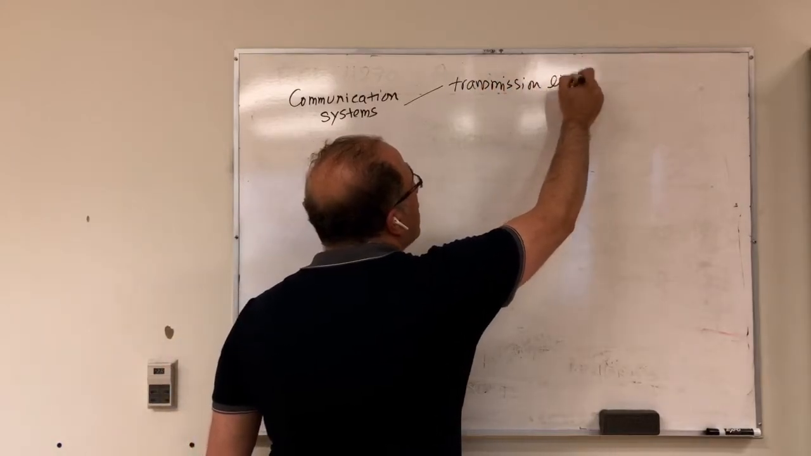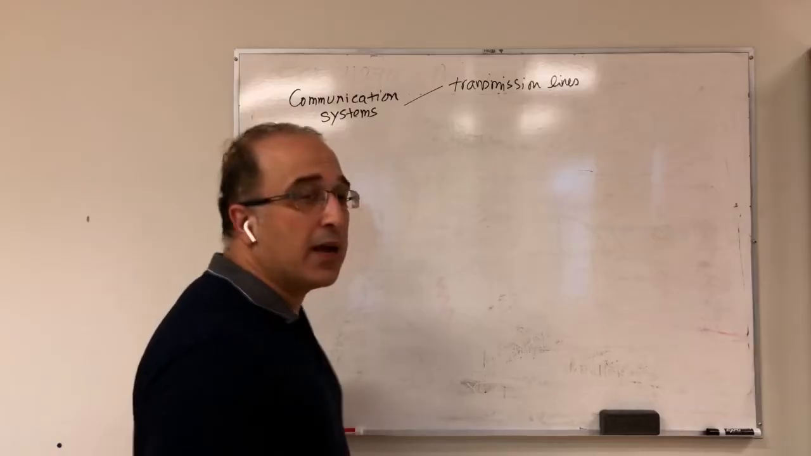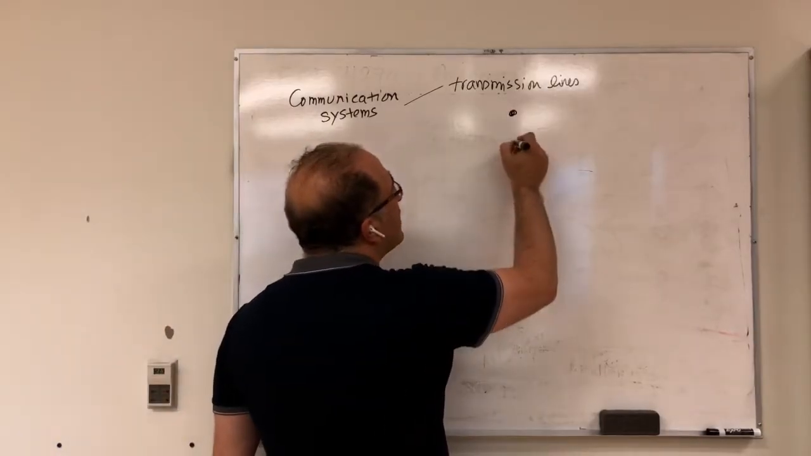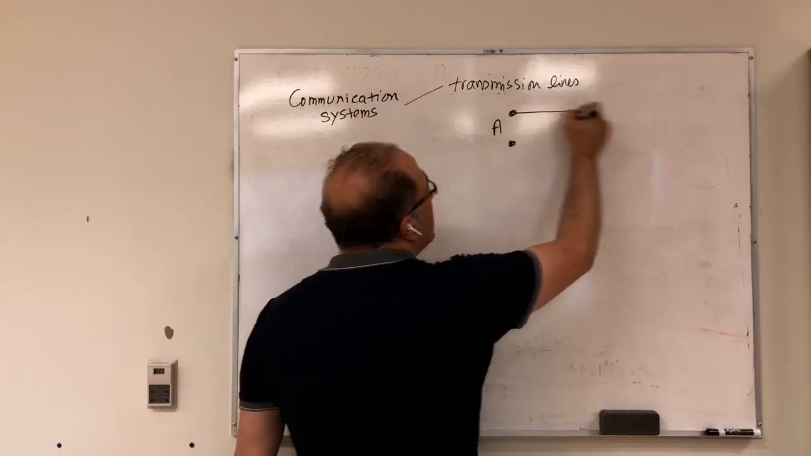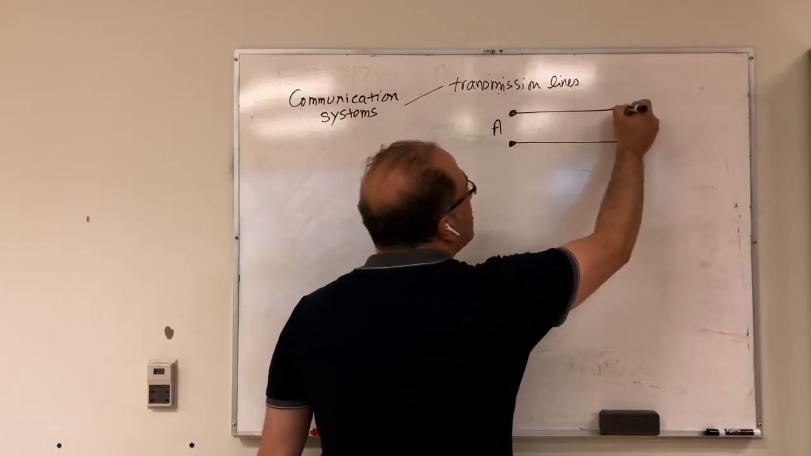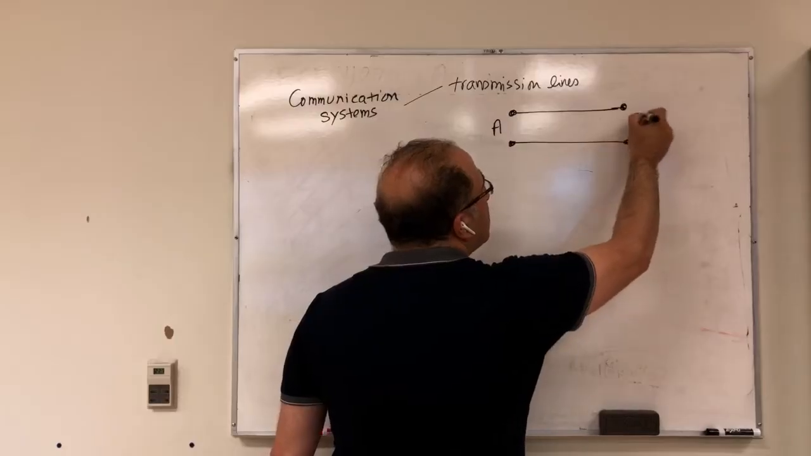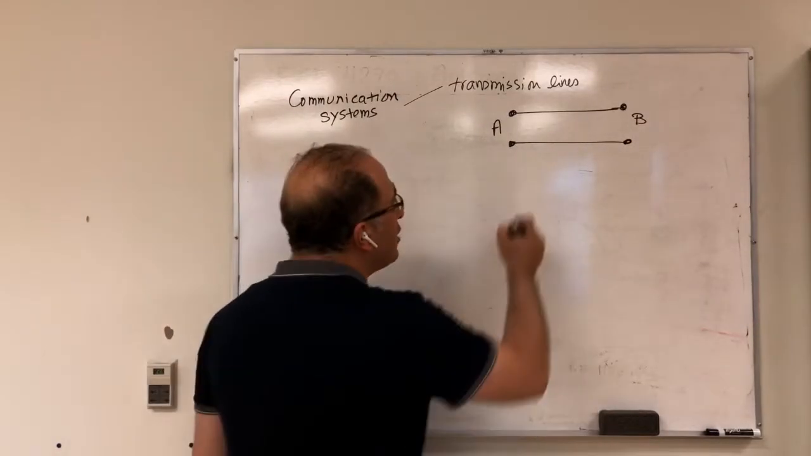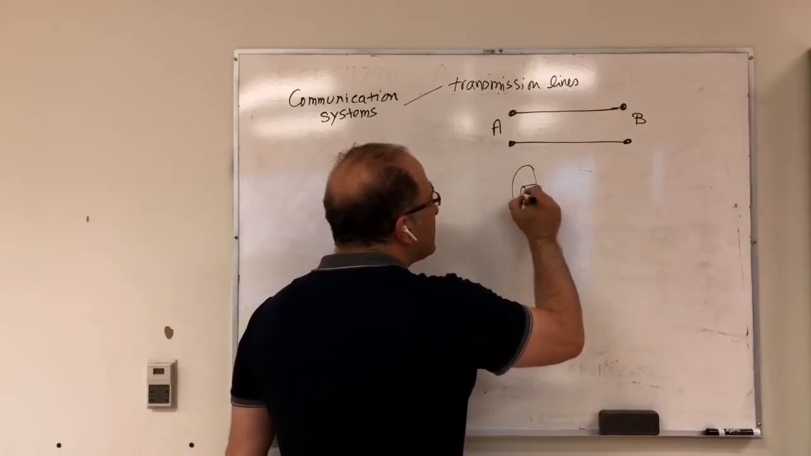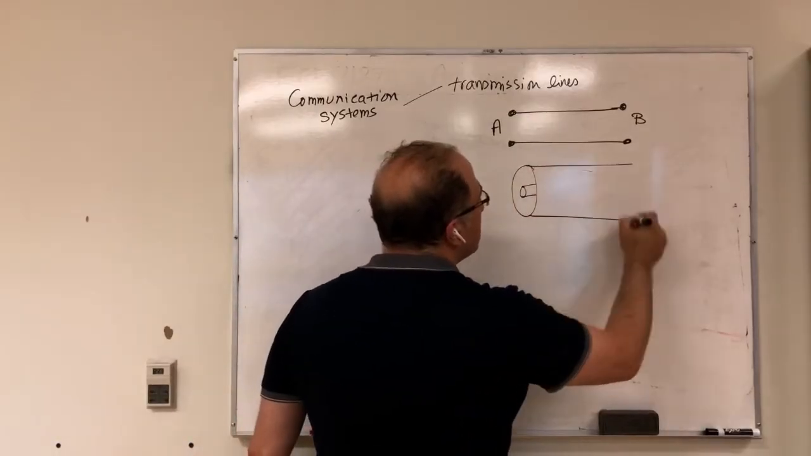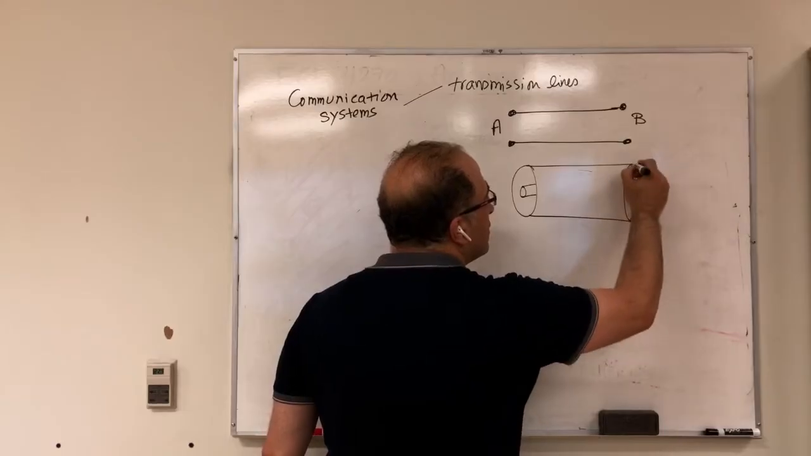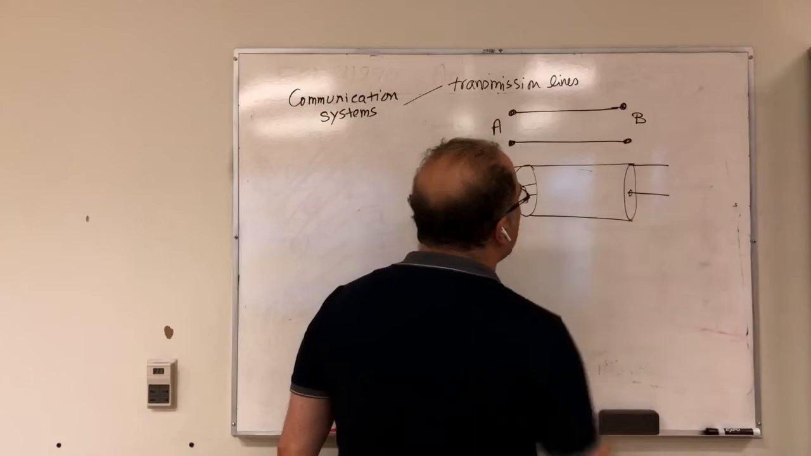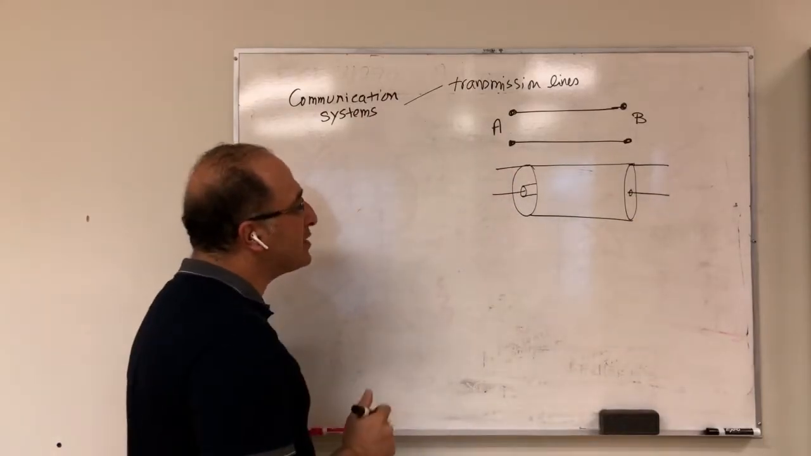Transmission lines come in different forms. For example, one of them is a two-wire transmission line. Let's say if this is point A, you connect it with a transmission line to point B. And we have other forms of transmission line. For example, we have coaxial cable. So you see, essentially, we have two conductors in this case. So this is our coaxial cable.